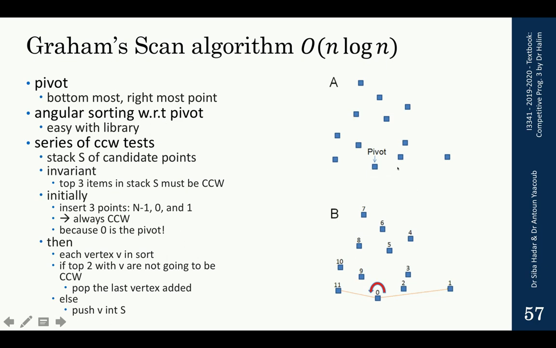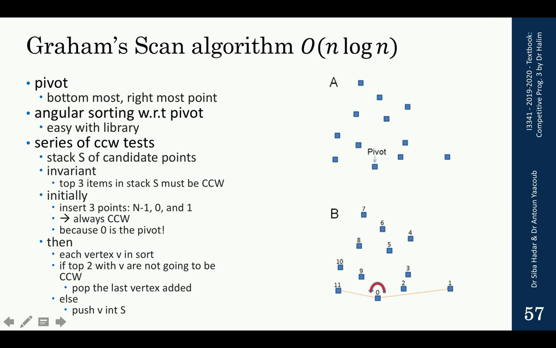Here we have only one lowest point and we choose it as the pivot. In case you have two, you choose the rightmost one. This is the first step: you choose the pivot. And this pivot will be the reference with respect to all the other points.